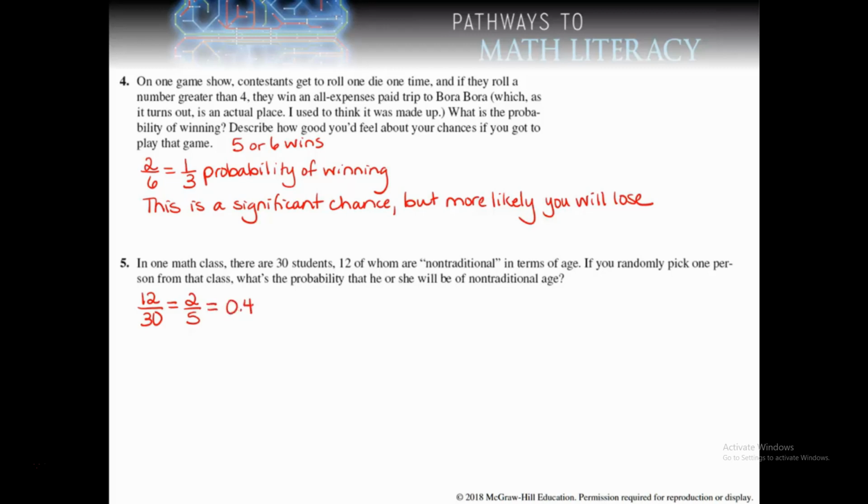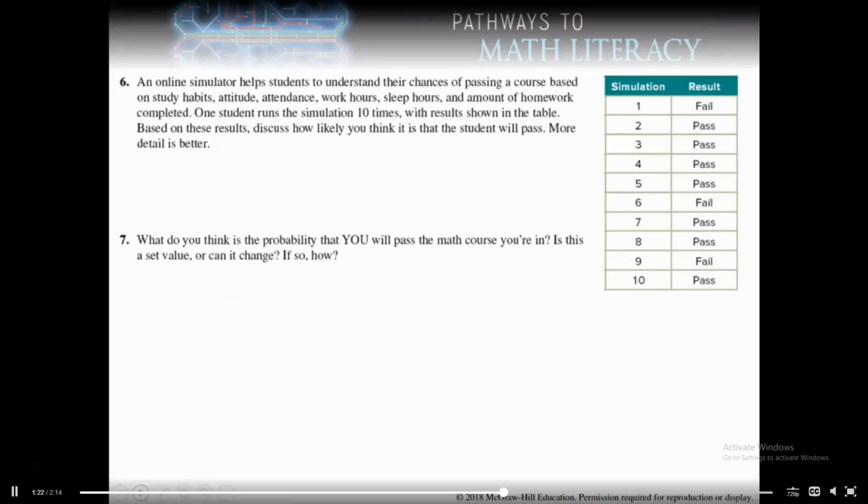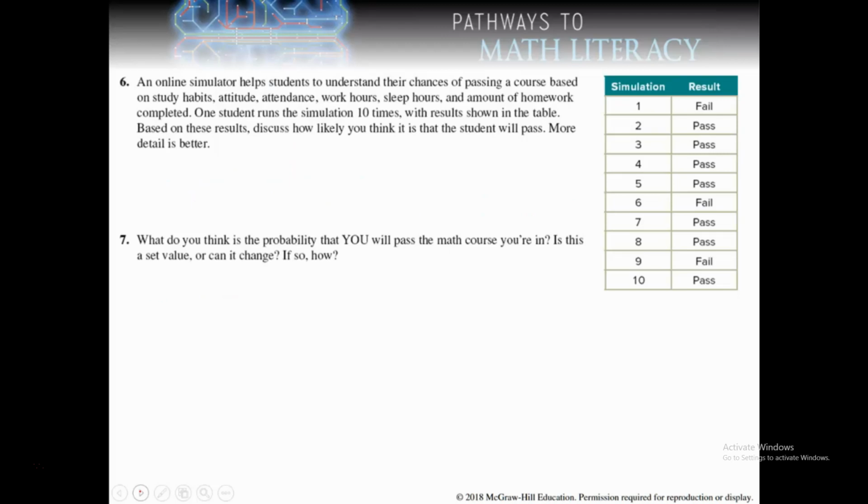In 6, running an online simulator that collects information about habits in a class and predicts whether you will pass or fail predicts that this particular student will pass 7 out of the 10 times that the student runs the simulator. So how likely do you think it is that the student will pass? Well, the empirical probability based on the simulator is 7 out of 10, which tells me the student probably has about a 70% chance of passing.